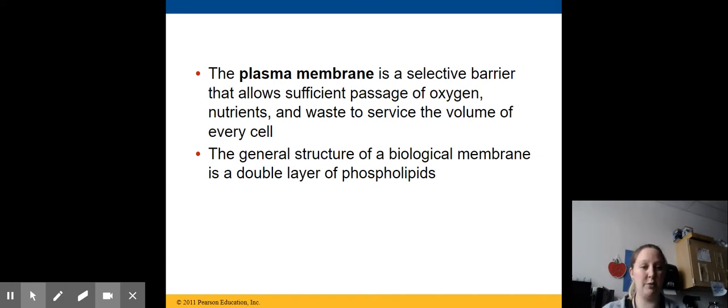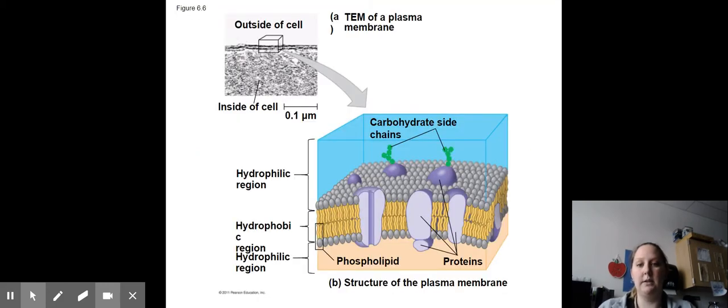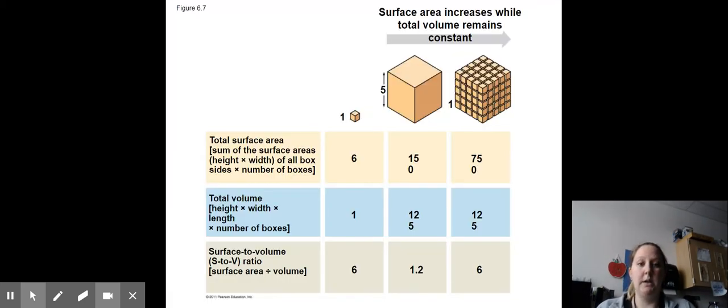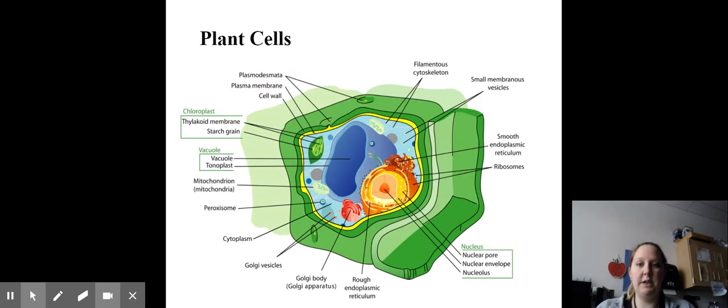This is a general structure of a biological membrane that is considered to consist of a double layer of phospholipids. This is just a cross-section of the cell membrane. We are going to get much more into the cell membrane in chapter 7, so I'm not going to spend a lot of time here. We can skip this stuff.